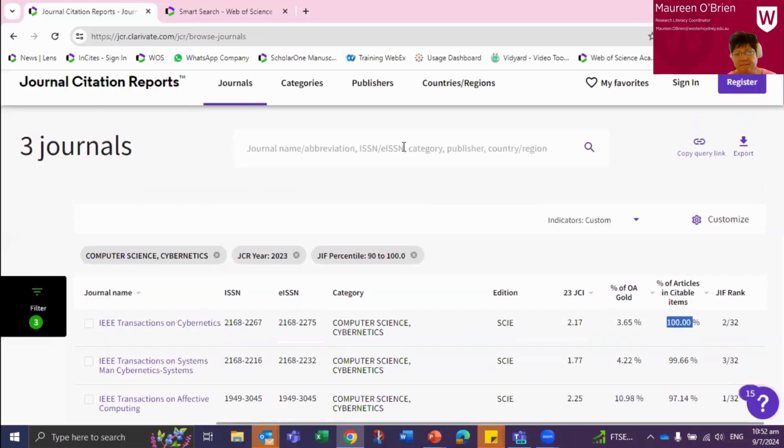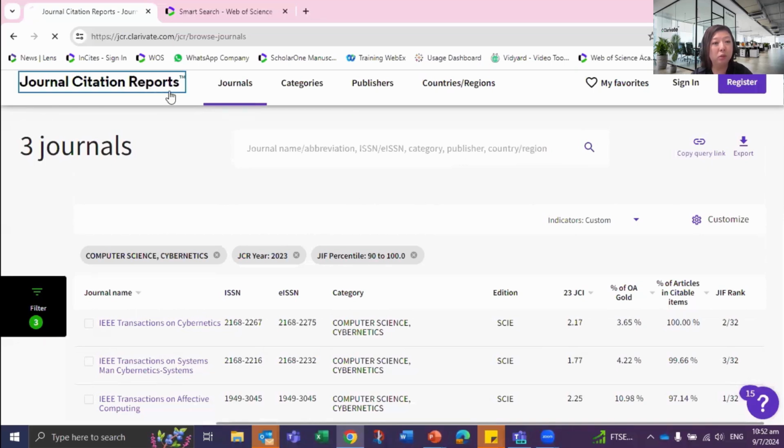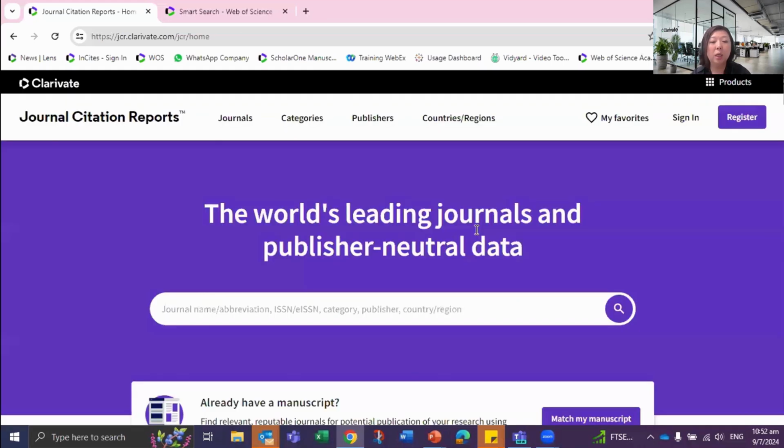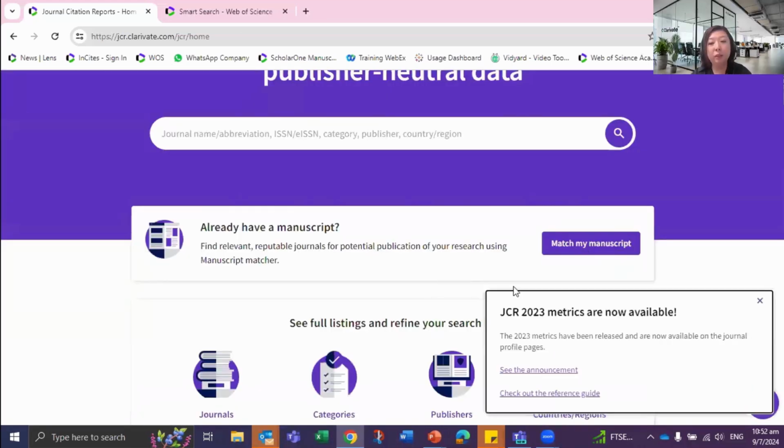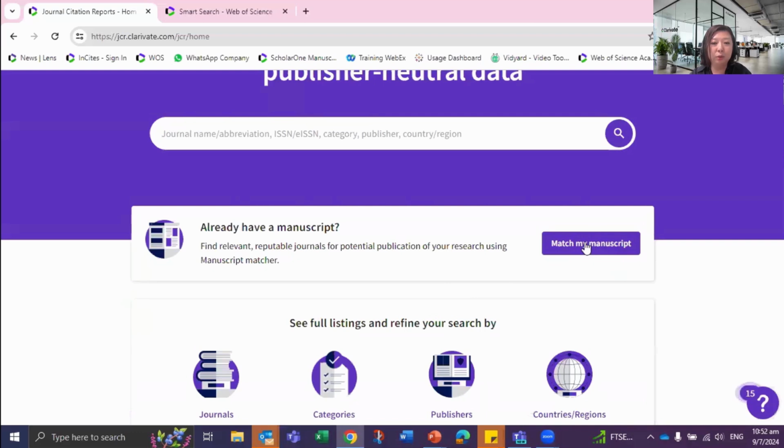No problem. Okay, so that's the list. One final feature that I wanted to also point out to you, which is on the homepage of Journal Citation Reports, is our manuscript matcher. Sometimes you have already written your manuscript and you just want to know, can I just put in my manuscript and you suggest a list to me? Yes, you can. So you can just go to Match My Manuscript right here.